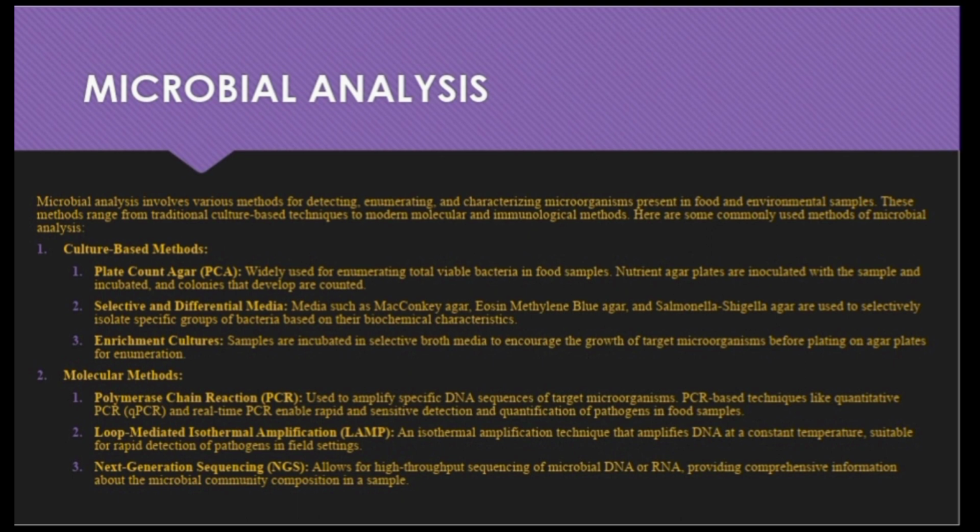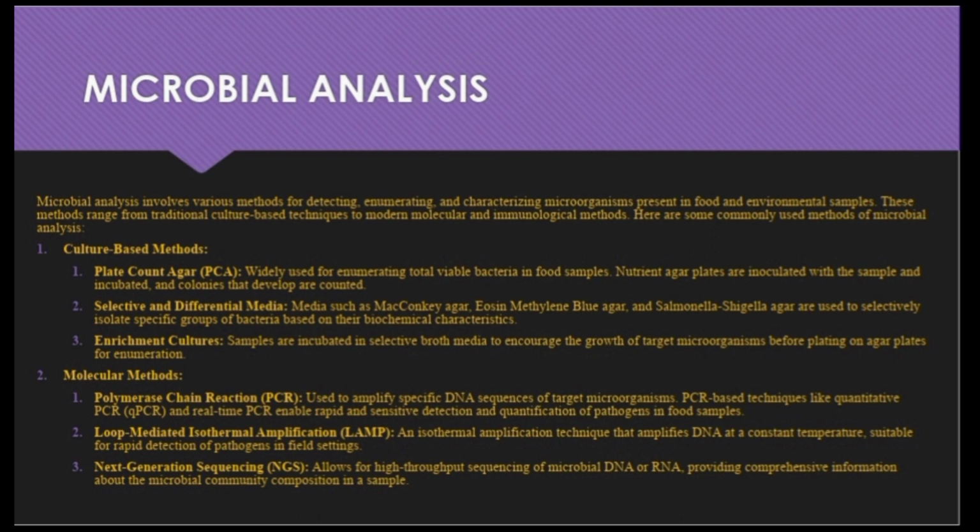Selective and differential media such as MacConkey agar, eosin methylene blue agar, and Salmonella Shigella agar are used to selectively isolate specific groups of bacteria based on their biochemical characteristics. In enriched culture, samples are incubated in selective broth media to encourage the growth of a target microorganism before plating on agar plates for enumeration.